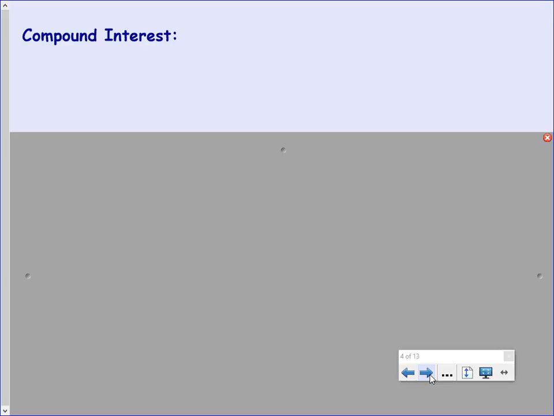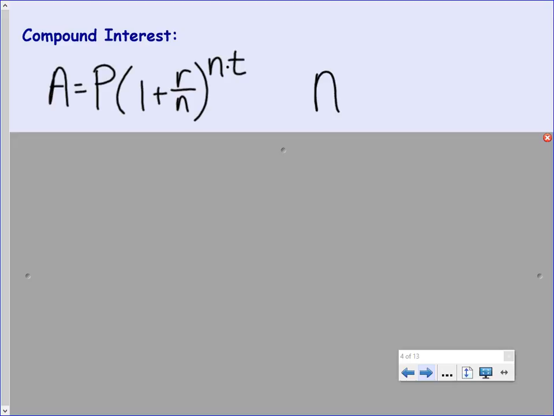Before we get into logarithms, I do just want to go over those two compound interest formulas that we didn't get to yesterday. So I'm going to write them up here. I would recommend you put the compound interest formulas in your notes. These should look familiar.